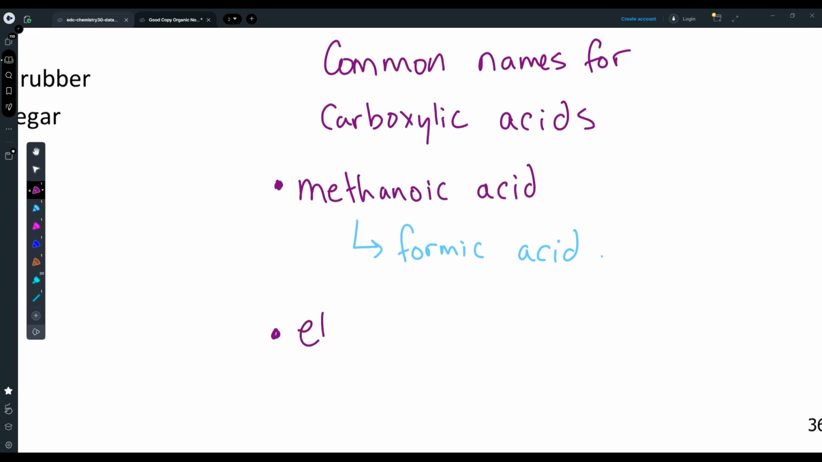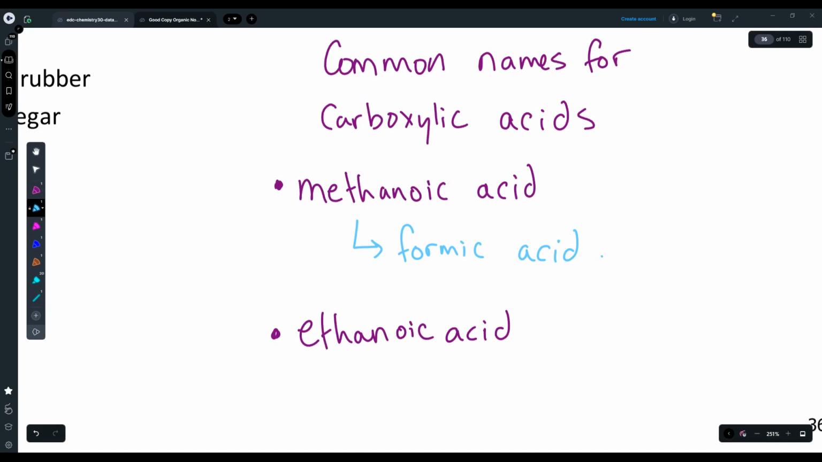Then the next one is ethanoic acid. The common name for that is acetic acid.